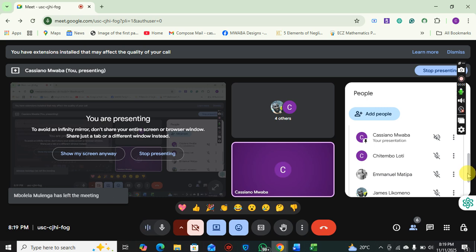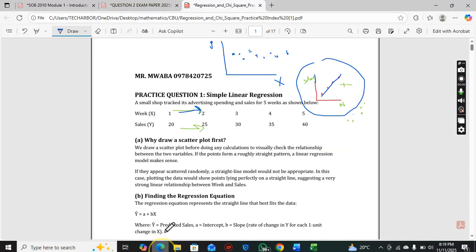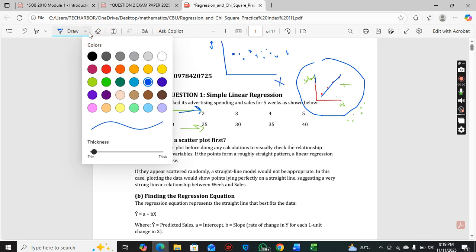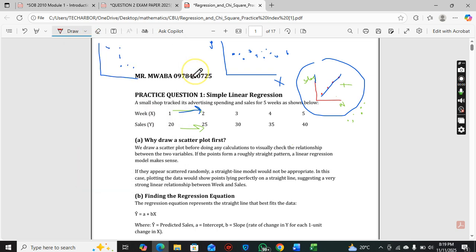Let's start. Yes, Mr. James, would you say there is a relationship if you saw a scatter plot like this one here? No, there's no relationship. There's no relationship, yes. What if you see a scatter plot like this? What would you say? There's some kind of relationship, a negative relationship.